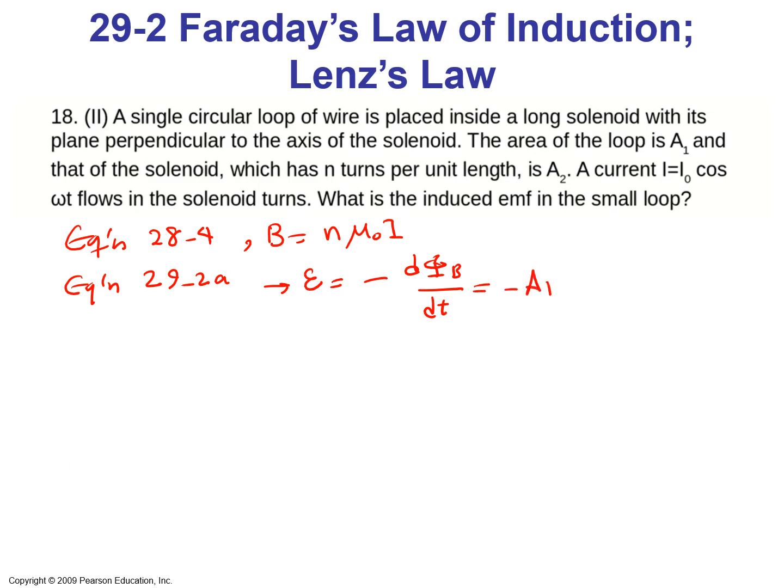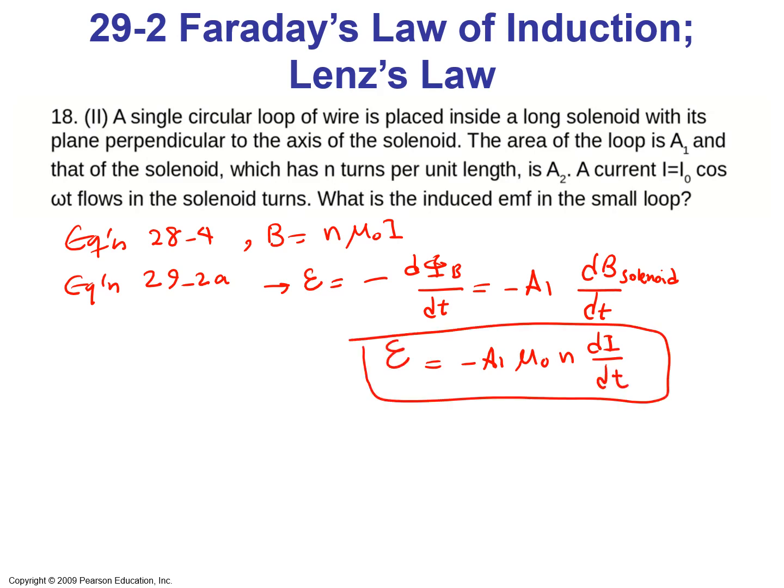A1 dB over dt, but this B is the field of solenoid, and this is equal to minus A1 mu naught N times di over dt. That is the EMF induced in the loop.